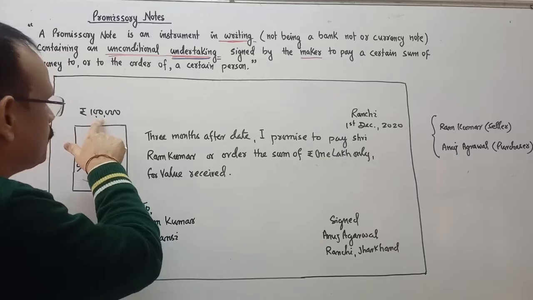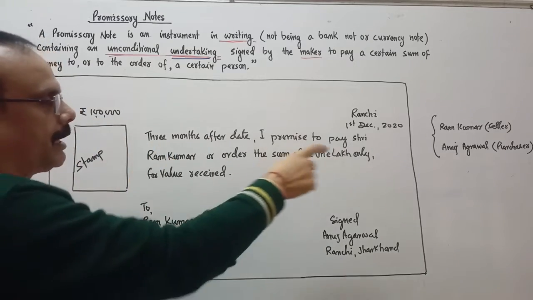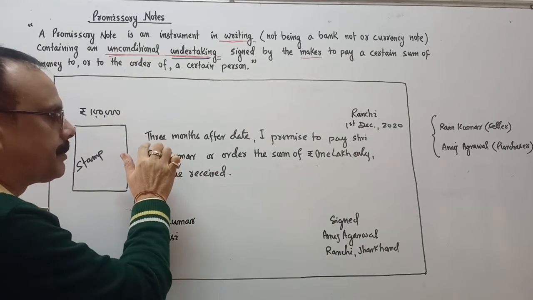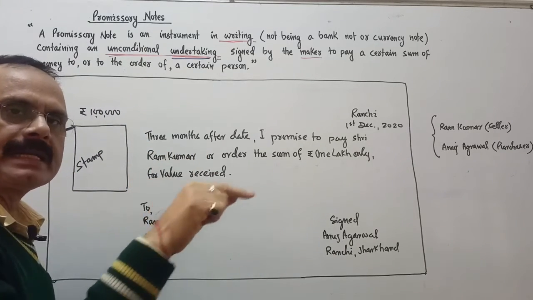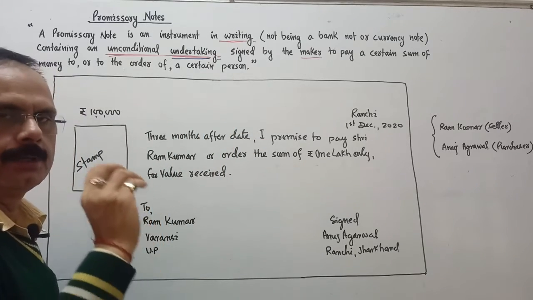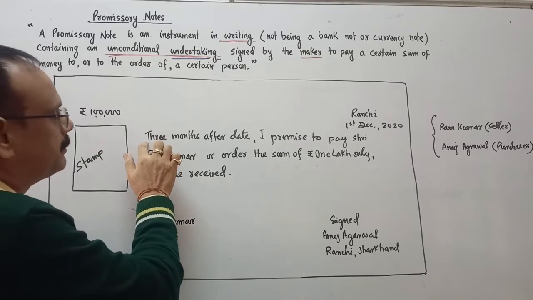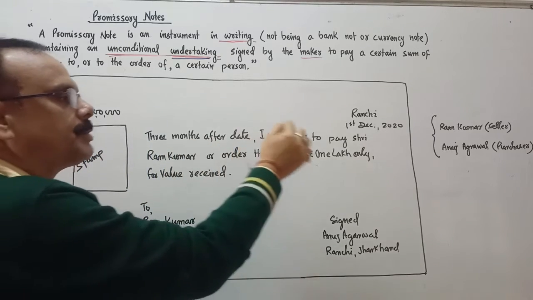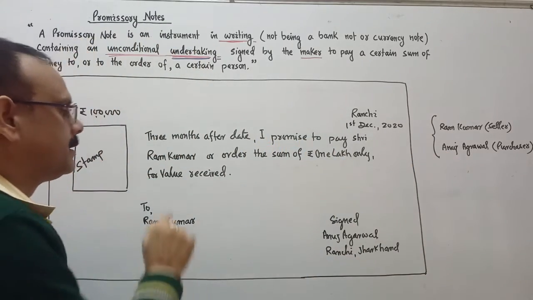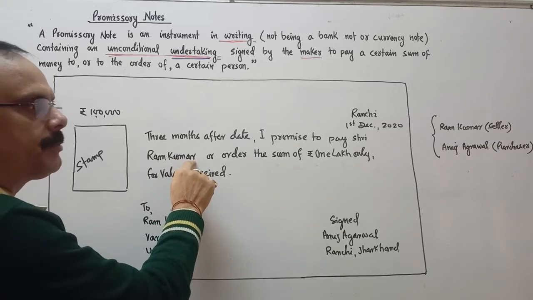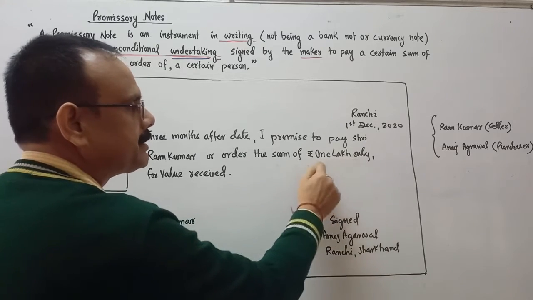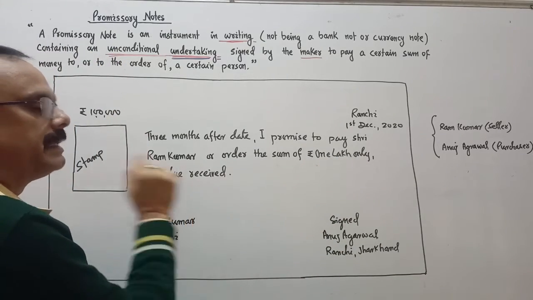So the amount of the bill is 1 lakh. Anuj Agrawal, in the promissory note, is going to promise to make the payment. So the statement will be, suppose, 3 months after date, Anuj Kumar is ready to pay the amount and Ram Kumar agrees to accept this. So 3 months after date, I promise to pay, I meaning Anuj Agrawal, promises to pay Sri Ram Kumar, who is the seller, or order the sum of rupees 1 lakh, here it is in words, for value received.